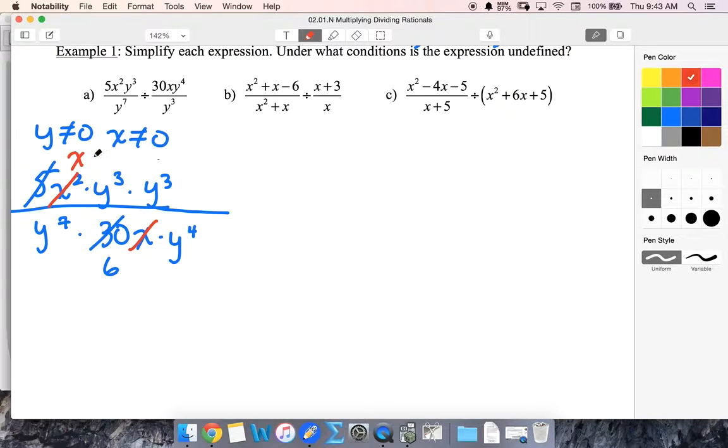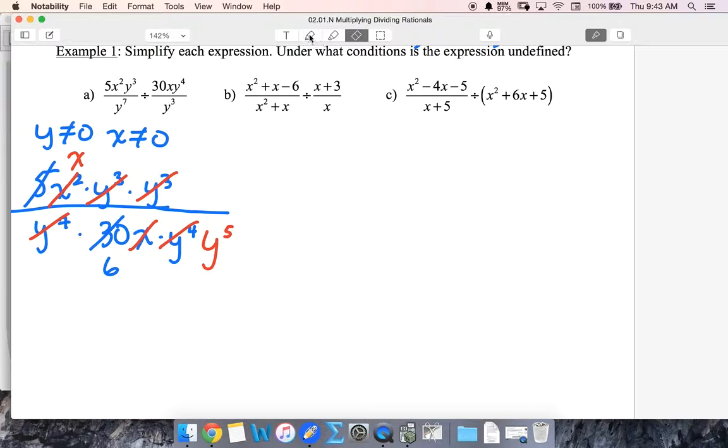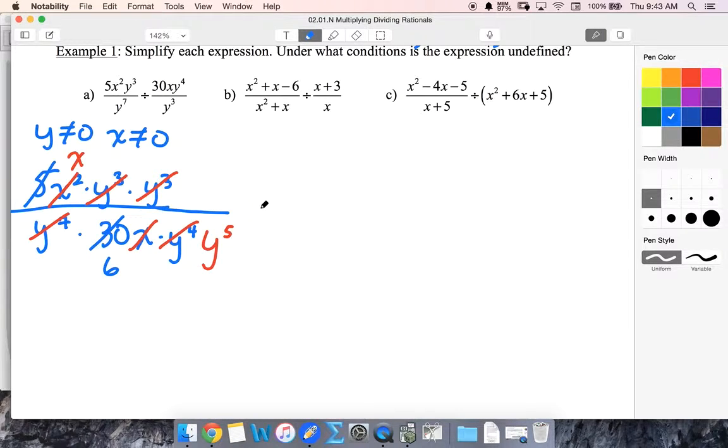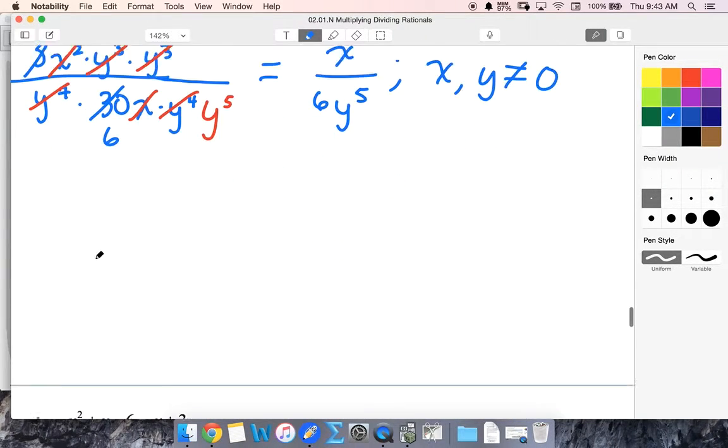Here I have y to the 6th. Down here I've got y to the 11th. When I cancel those out, that's going to leave me y to the 5th. So in the end, my simplified expression is going to be equal to, all I have left on top is x, and on the bottom 6y to the 5th, and x and y cannot equal 0. So I'm going to put a semicolon in there to really separate that out. Let's look at the next example.